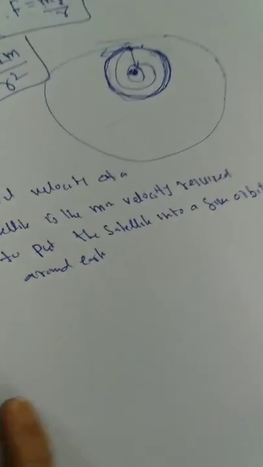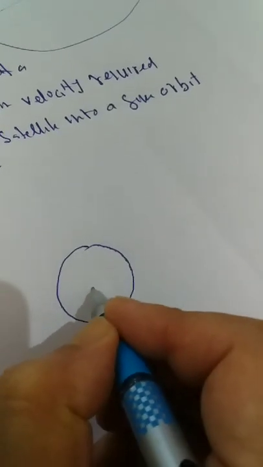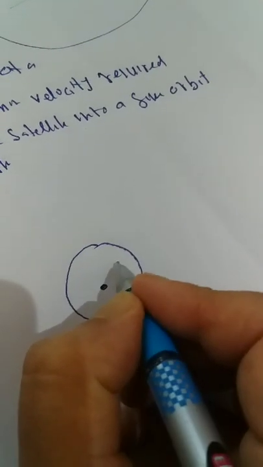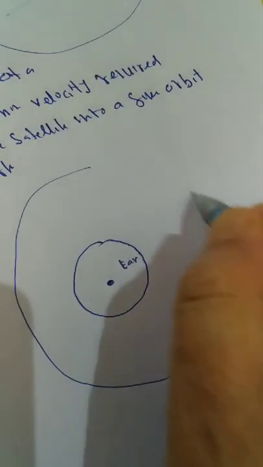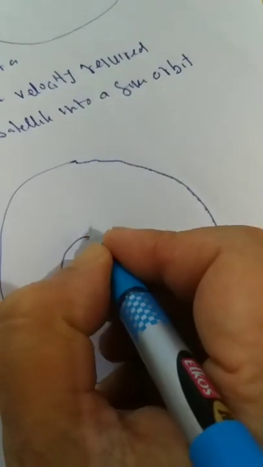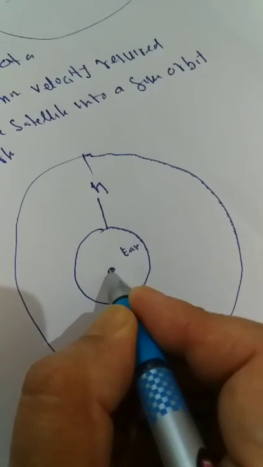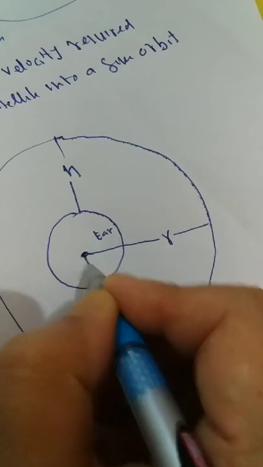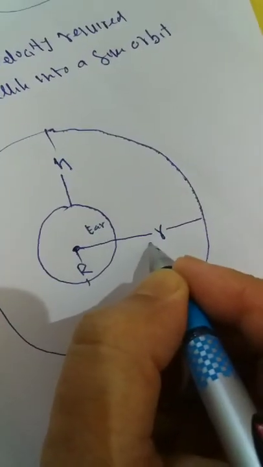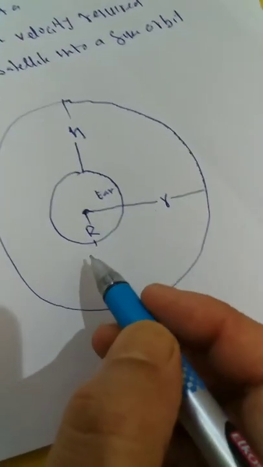Here, this is the Earth, and this is its center. Suppose this is the orbit through which the satellite is moving around the Earth. The height of the satellite above the Earth is h. The distance from the center to the satellite is small r, where the radius of the Earth is capital R.